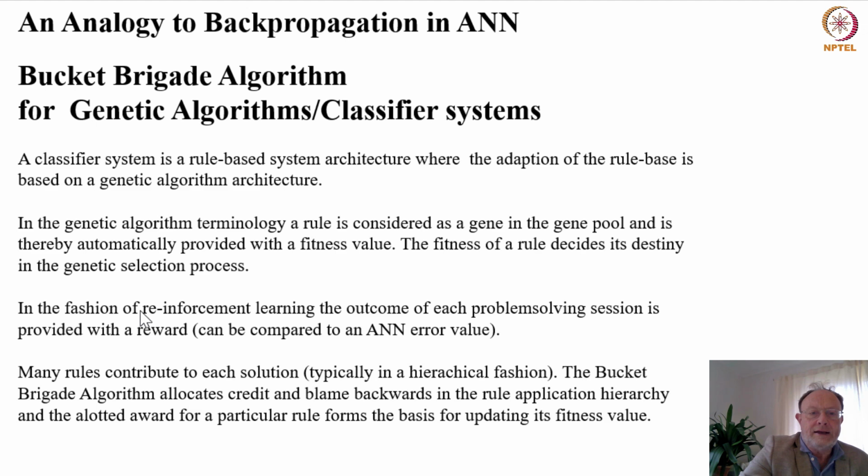So the fitness value, of course, is very important for a rule to survive in this evolution of the rule base. In the fashion of reinforcement learning, the outcome of each problem solving is provided with a reward, which can be compared to an error value. What you want to decide is which rule that contributed to the solution should be given some level of credit or blame. But the problem is you have a reward only at the end, so the credit or blame is given at the end of the process when you have a solution.